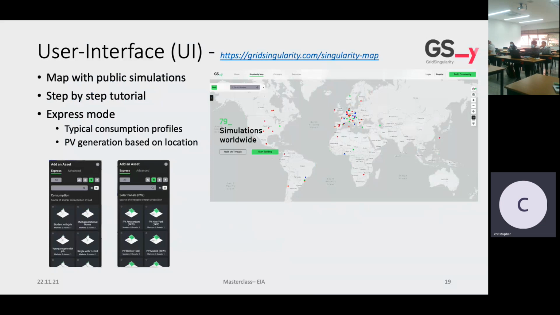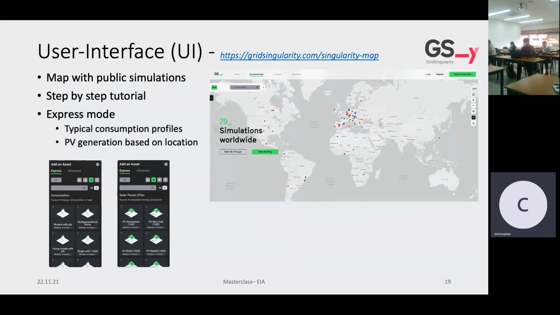In our user interface, we also have a step-by-step tutorial. So we are onboarding our users very smoothly, explaining what steps to take in order to build their first energy communities. We also have an express mode, which allows our users to quickly build their digital twin of their community. So we have template homes that are based on typical consumption profiles and PV generation based on different locations.